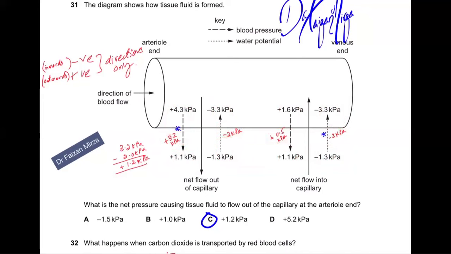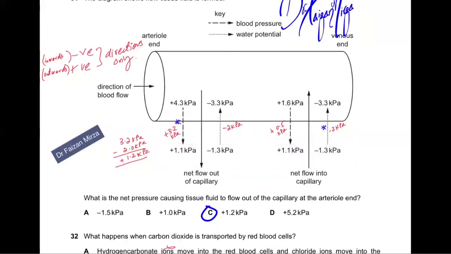Now, what is the net pressure causing tissue fluid to flow out of the capillary at the arterial end? So out of the capillary, what would we do? We have this plus 3.2 kilopascals, and we have this value of minus 2 kilopascal. What we'll do? We'll just subtract them from one another. I mistakenly pointed it here. So yeah, these are the two pressures that are responsible here.